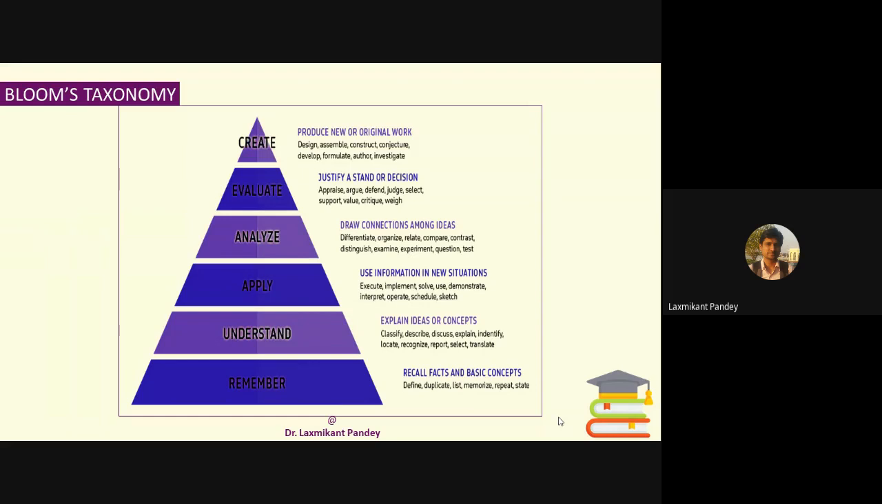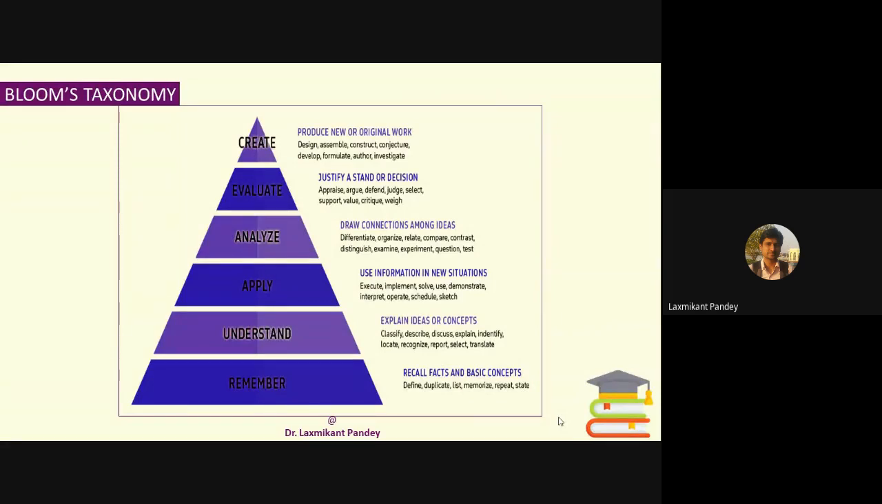Second is understand. To understand means to explain ideas or concepts. So different verbs are used, like classify, describe, discuss, explain, identify, locate, recognize, report, select, translate, and many more. Now the third is apply. It is how information can be used in new situations: to execute, implement, solve, use, demonstrate. Like when we are going for practical classes, the main question is how we are going to apply that knowledge in mankind's uses or society's uses.